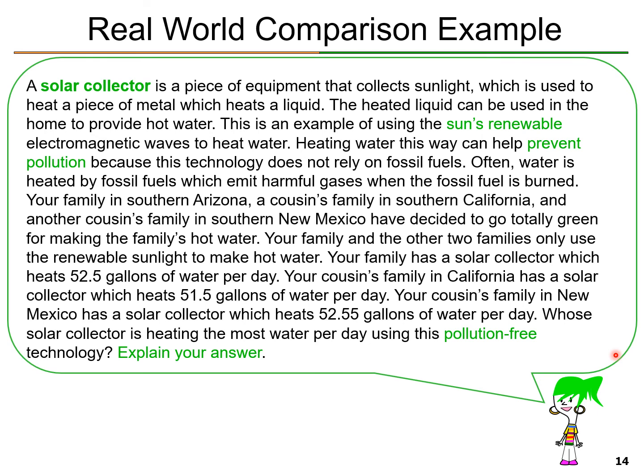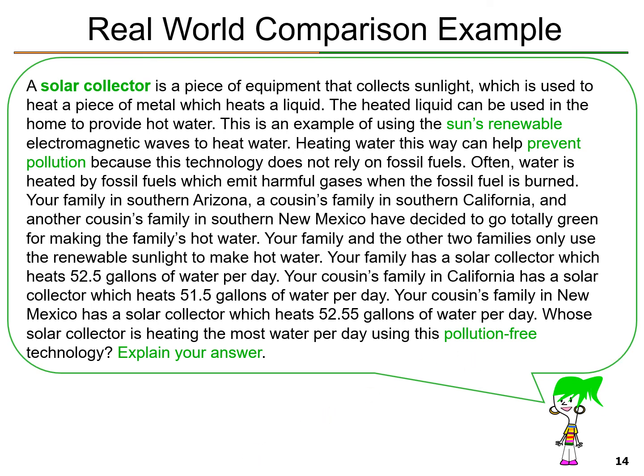Your family has a solar collector which heats 52.5 gallons of water per day. Your cousin's family in California has a solar collector that heats 51.5 gallons of water per day. And your cousin's family in New Mexico has a solar collector that heats 52.55 gallons of water per day. Whose solar collector is heating the most water per day using this solar collector technology, which is a pollution-free technology? Explain your answer.